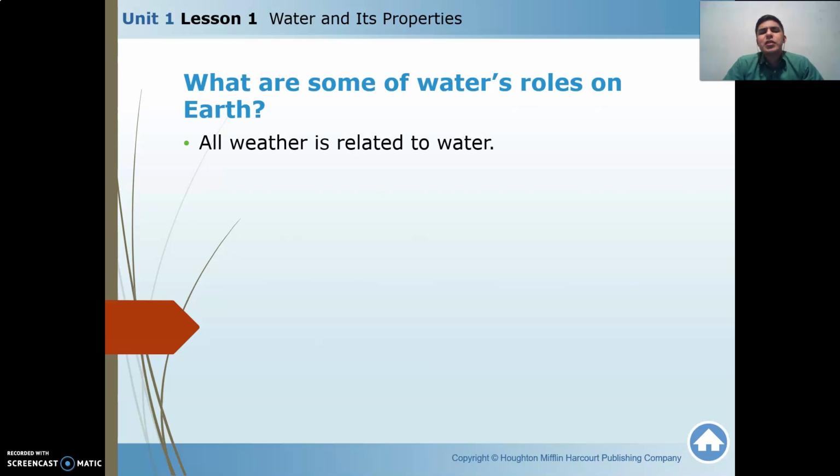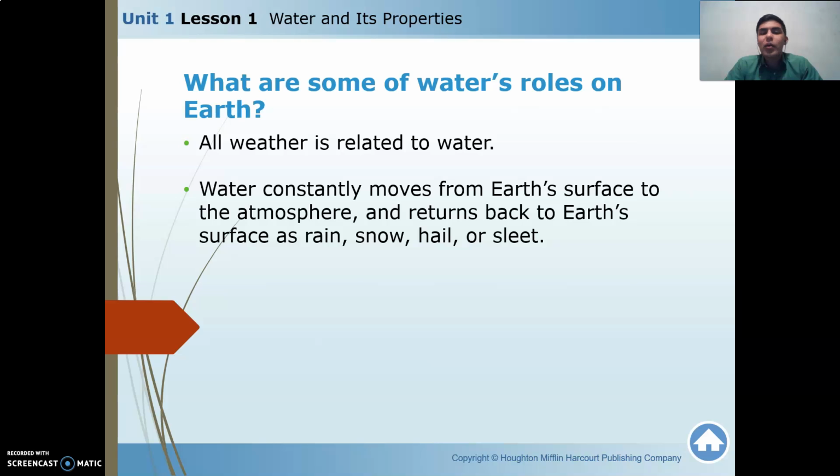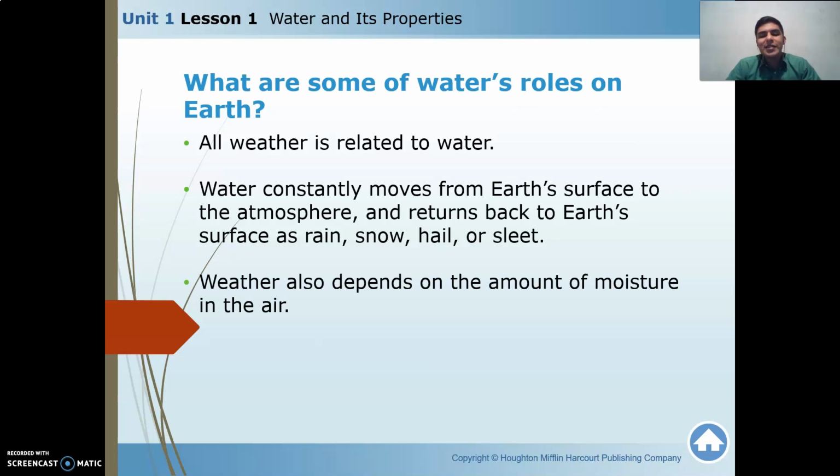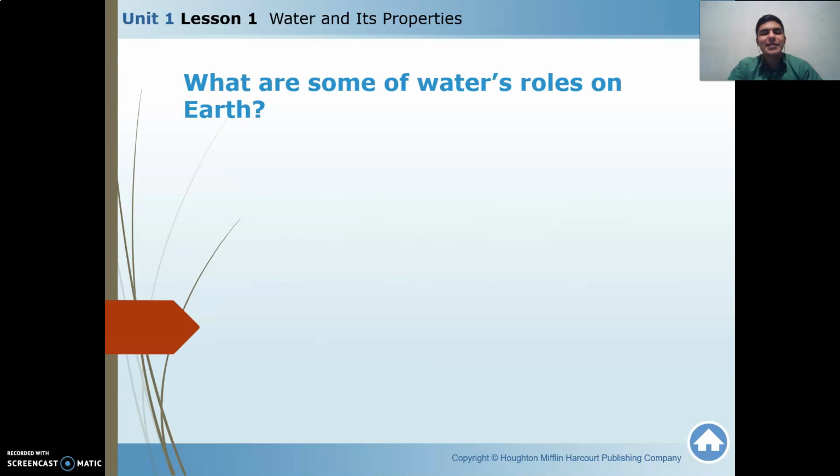What are some of water's roles on Earth? All weather is related to water. Water constantly moves from Earth's surface to the atmosphere and returns back to Earth's surface as rain, snow, hail, or sleet. Weather also depends on the amount of moisture in the air. Basically, all of this can be summarized by the water cycle. Let's suppose that you have the ocean. In the ocean, a lot of water is evaporated, and then clouds are formed. After a while, because of the very cold temperatures in the atmosphere, all of that water is going to come down again. That's the way water is constantly flowing around our planet.